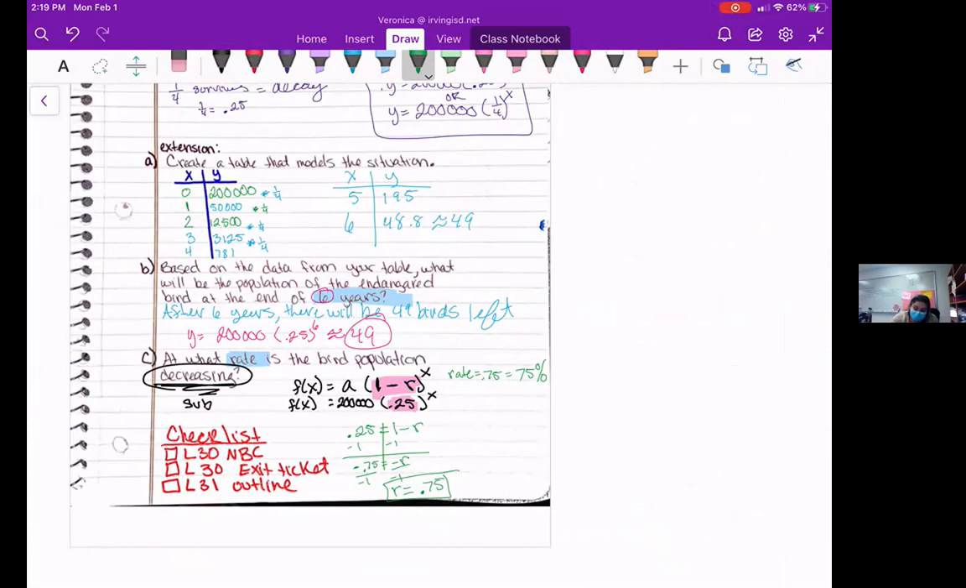Okay, so your factor in this scenario is 0.25, but your rate is 75%.